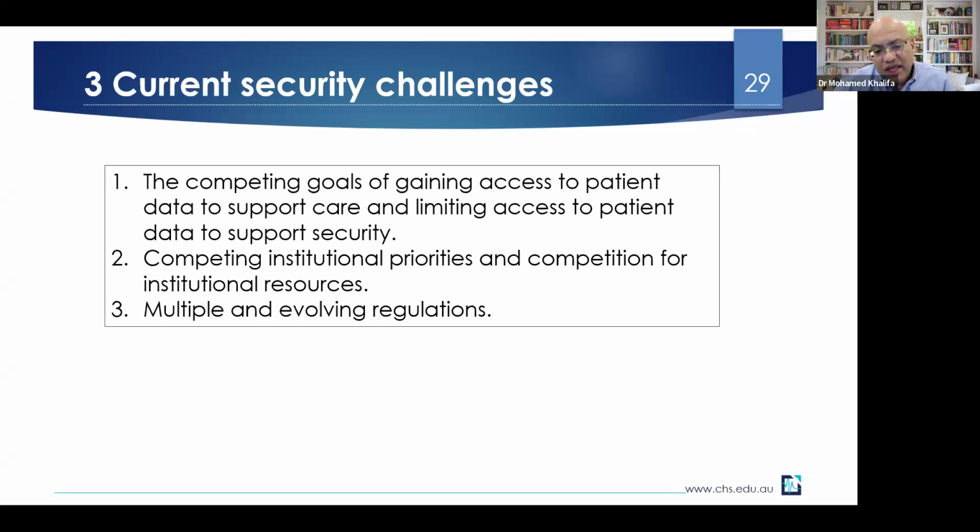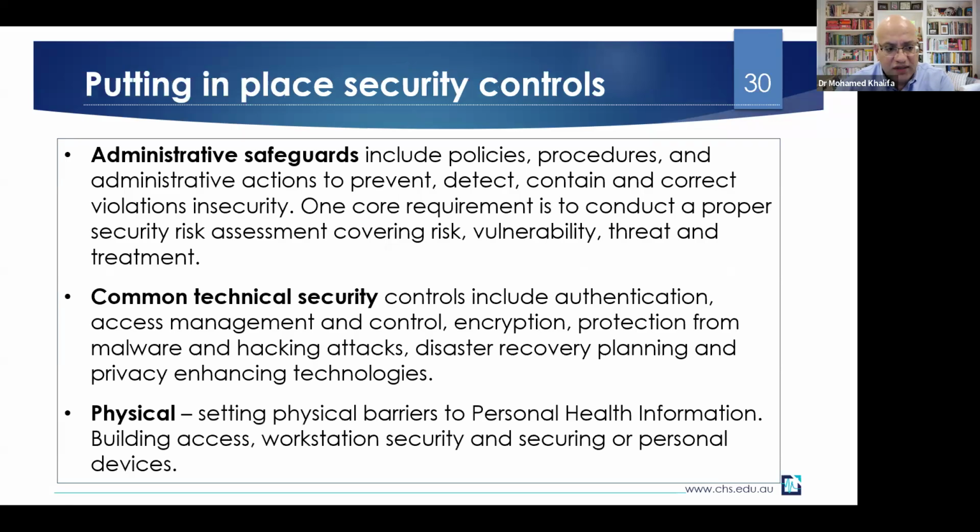So this is why we need to understand the balance between the accessibility, the easy access to the information, and the security, so that we can achieve the balance and achieve good privacy and confidentiality. When we look at the security controls, we could classify them into physical, technical, and administrative.